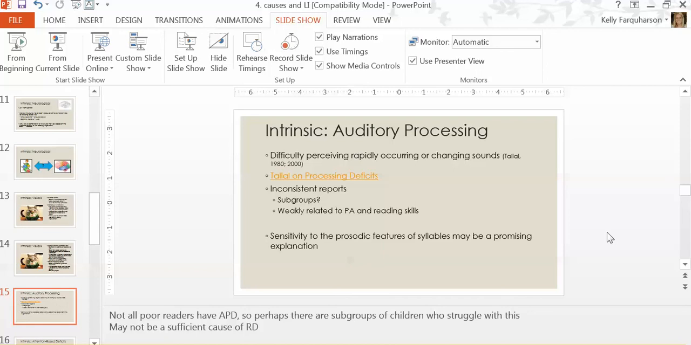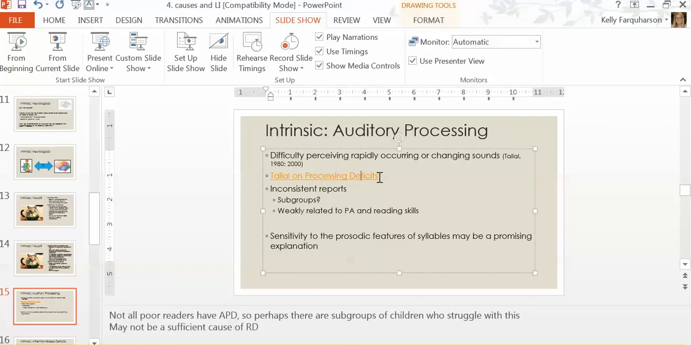So the next intrinsic cause is auditory processing. We've talked a lot about auditory processing deficits. Here is a link to a YouTube video by Paula Tallal, and she is a big researcher in the auditory processing world. She has faced a lot of criticism though, so I think it's something to take with a grain of salt. It's a fairly long video, maybe 20 minutes or so, and I've watched several segments of it. I think it's worth a watch, especially if you're interested in auditory processing.